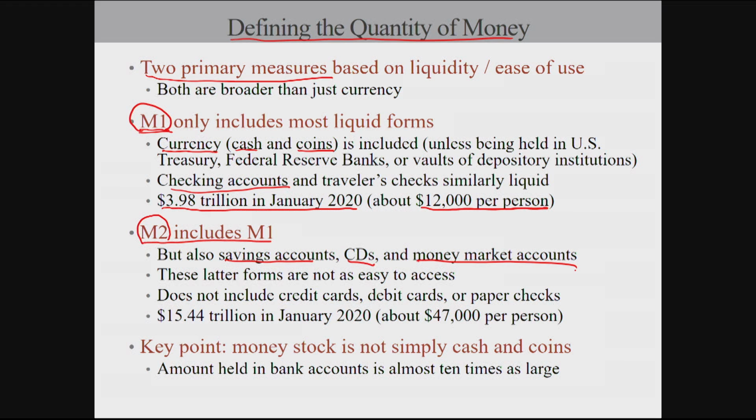And then there are also money market accounts. And this M2 is significantly higher: 15.4 trillion in January 2020, or about $47,000 per US resident. But the key point is there are two measures of the money stock, and it's not simply cash and coins. The amount that's held in bank accounts is almost 10 times as large. As we'll see, a little less than half of this M1 is currency.